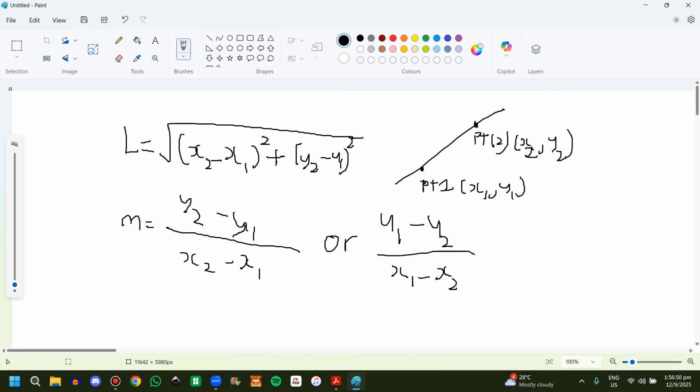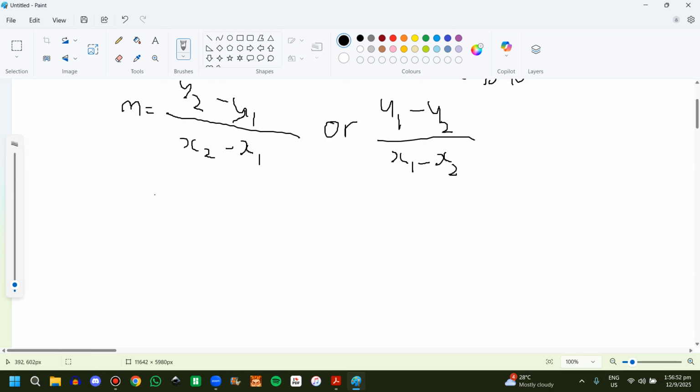Now let's talk about the equation of a straight line in general, which goes y equals mx plus c, where m is the gradient of the line, be it a positive gradient or negative gradient, and c is the y-intercept. If you are still confused about what the x and y intercepts are, let me explain.